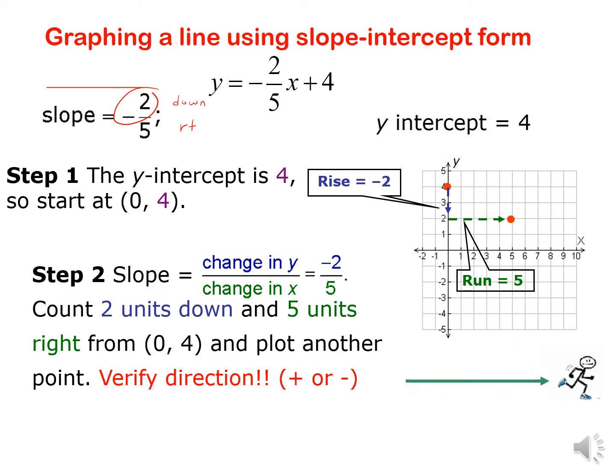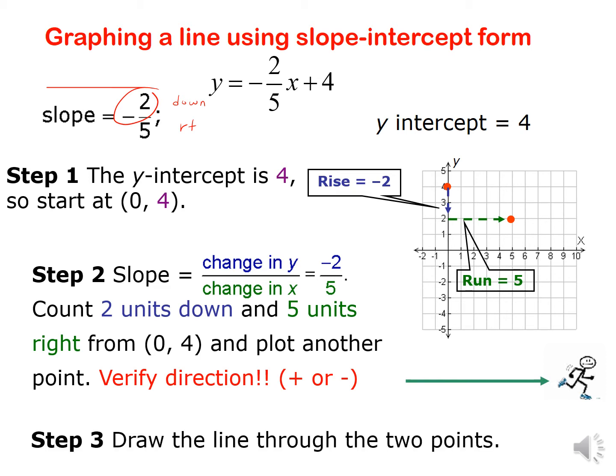And the man's running right. So draw a line through the 2 points, and there you go. Notice the line is nice and straight. Make sure you use a ruler.